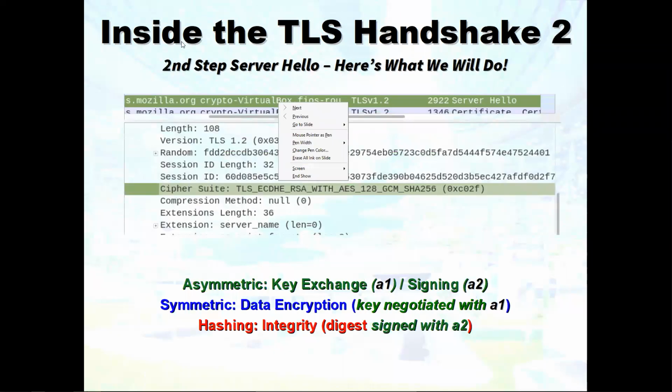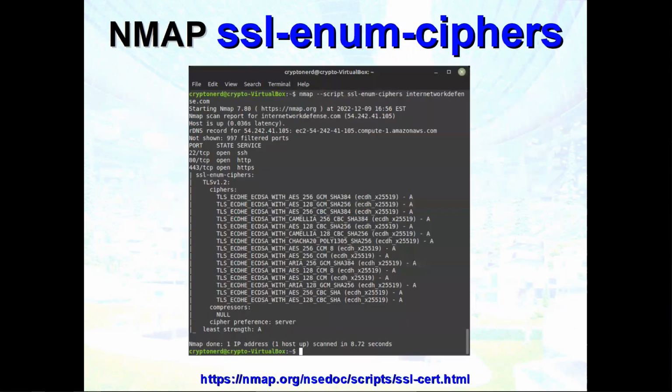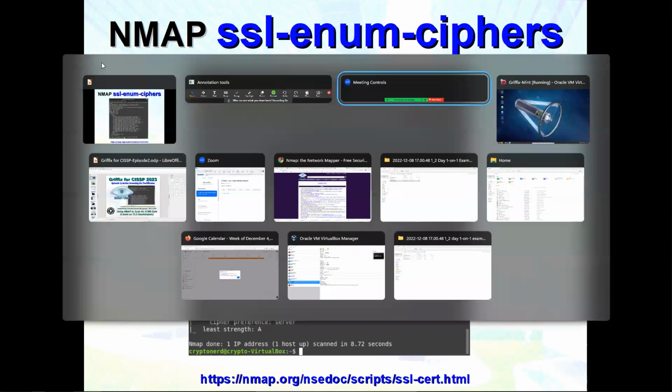So in the server hello, when we sniffed one out, we could see the server say, this is what I'll do. But this is just what it said for this handshake. And so here's Wireshark's limitation versus Nmap. Can you do something else? That's where the script ssl-enum-ciphers comes in handy. So let's give that a try.